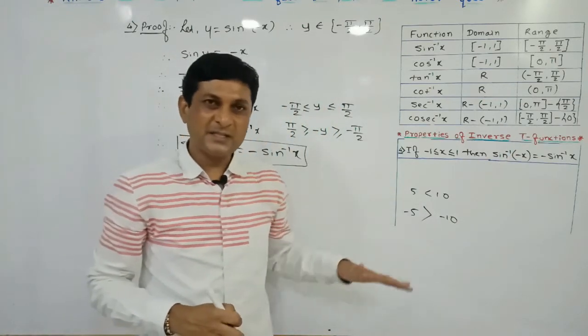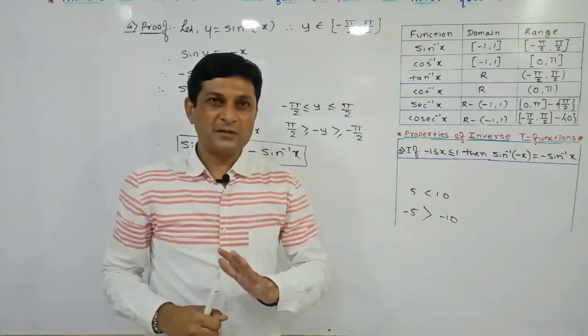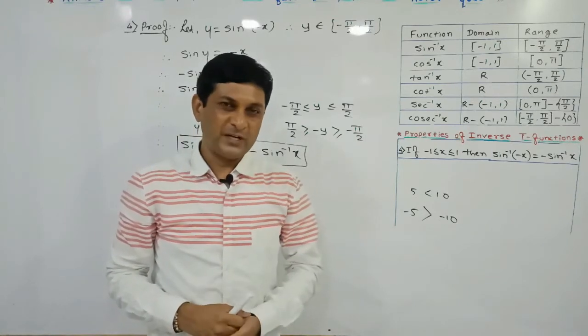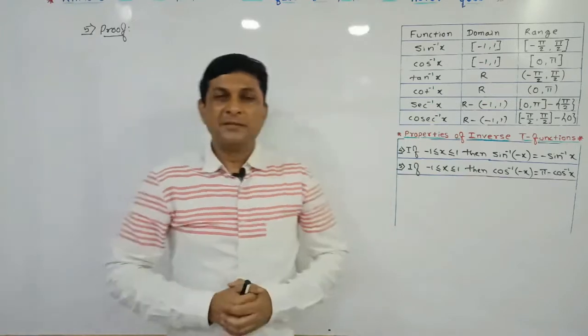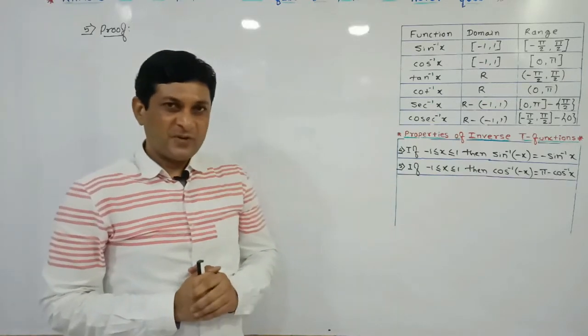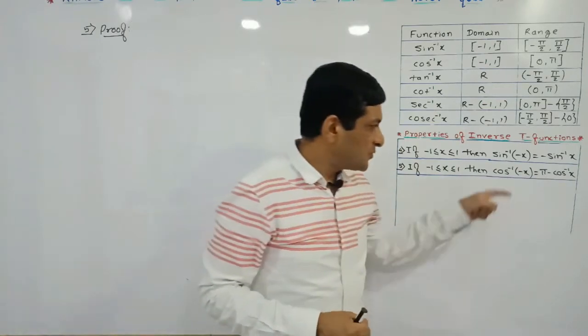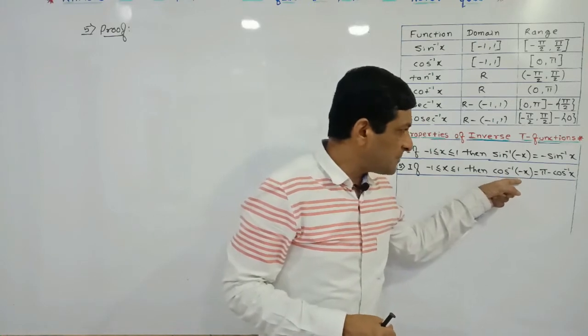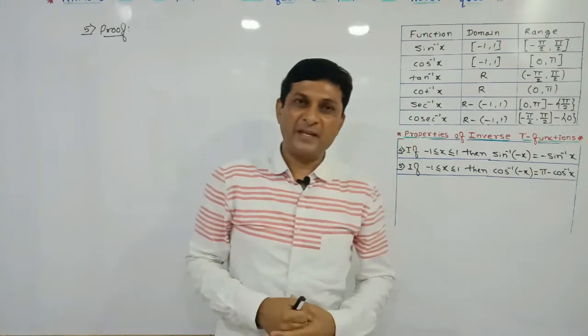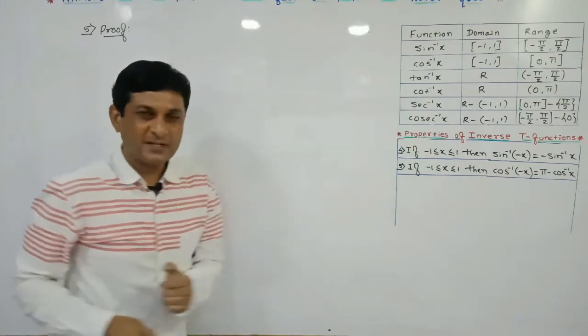Total 6 results are there, so we are going to prove all the properties using the same method. Now let us try to prove property number 5. In this property we have to prove that the value of cos inverse of minus x is equal to pi minus cos inverse of x. Try to understand this result.